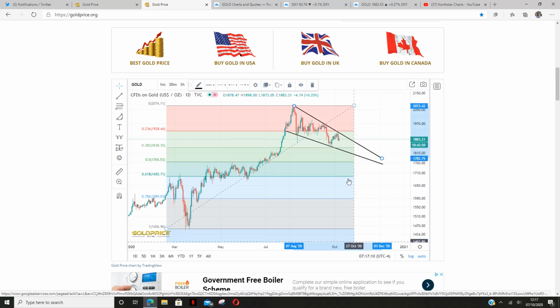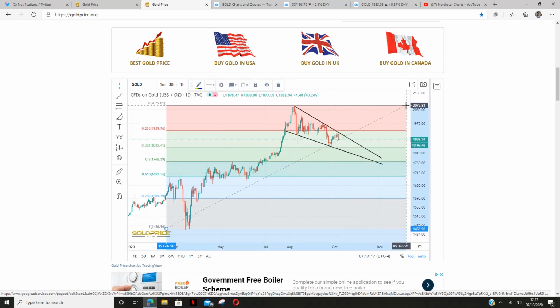The elections are taking place, of course, in the US. Let's pull this a bit further across. The US elections in early November, so around here. So therefore, I would expect the retracement to come beyond the 382, sort of testing the 1800 area, and we could get a spike low down towards 1760 at the 50% retracement.